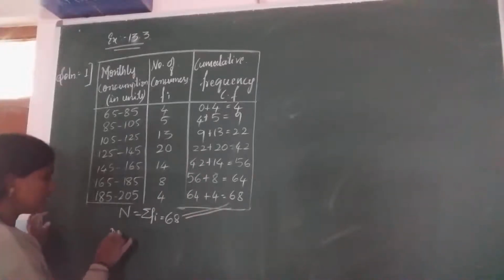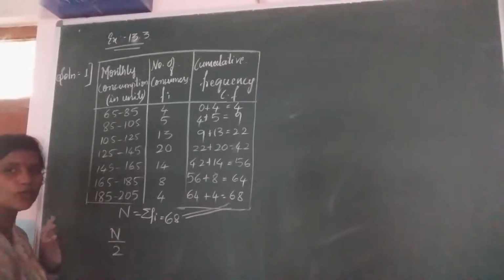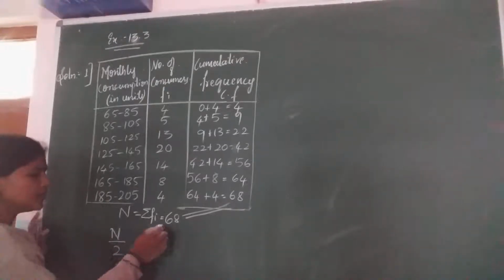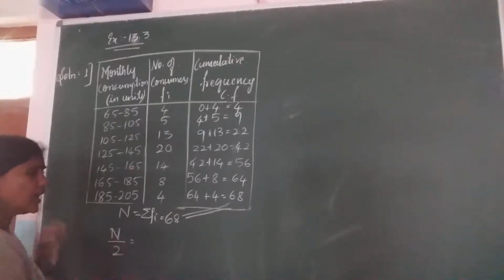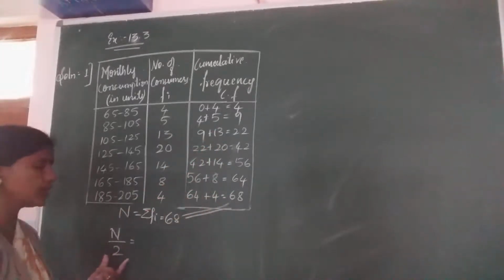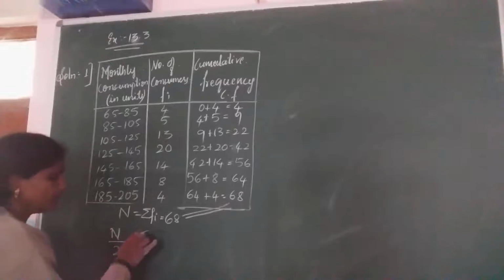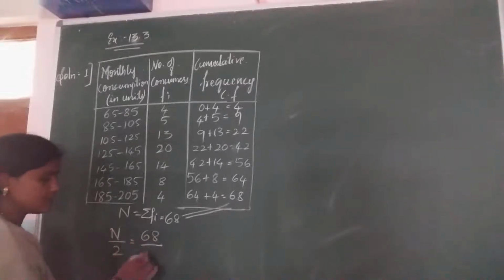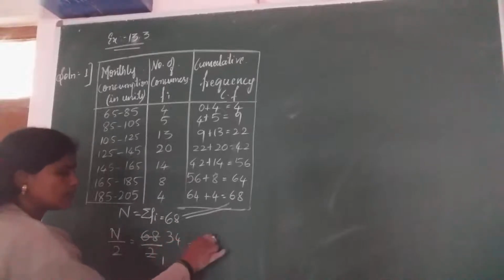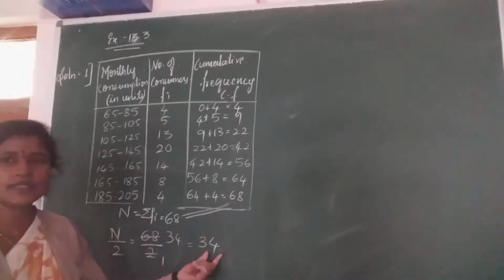Let us go to the next one, that is n by 2. N by 2 is half of the sum of the frequencies. We have to check where that value lies in the CF, and for that purpose we are using n by 2 here. N is 68, divided by 2, that is 34. Now 34 is n by 2.